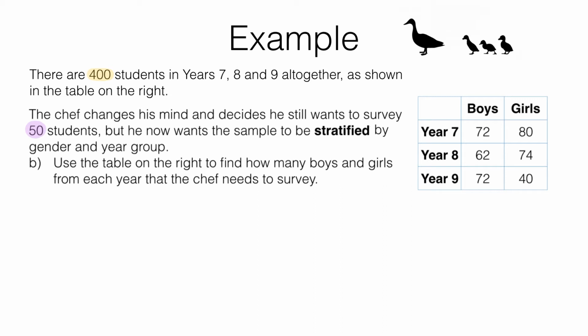This is exactly what we did before, except this time, instead of simply taking 1/8 of year 7, 1/8 of year 8 and 1/8 of year 9, what we need to do is split the year groups into boys and girls, and then take an eighth from each of these 6 categories here. So setting out my working, he should survey 50/400ths, which is the same as 1/8 of each category.